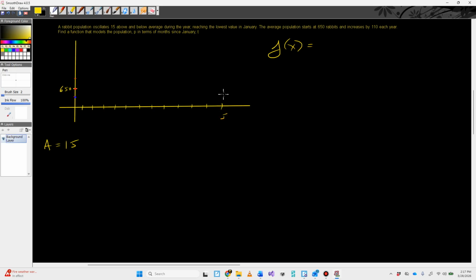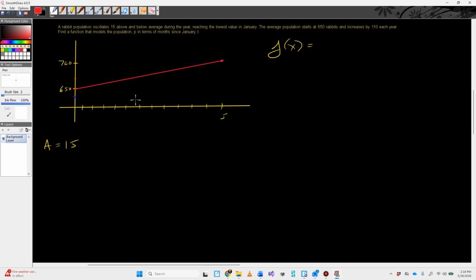Here's the problem. The average population starts at 650 but increases by 110 each year, which means that next year I'm going to be at 760, which means that I have a new average right here. My average started at 650, but by next year I have a new average, and it's right here. Well, then my midline looks something like this. And that is not a straight line. That is actually a linear function.